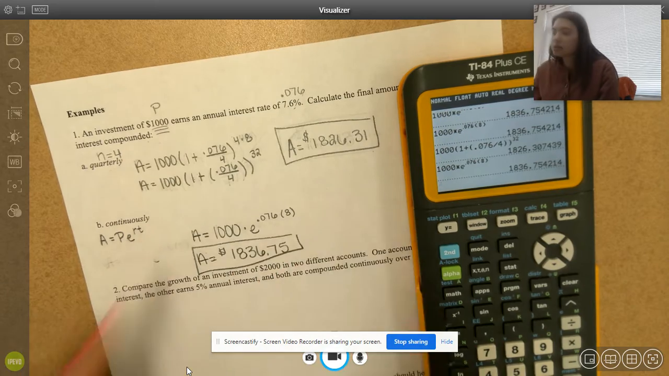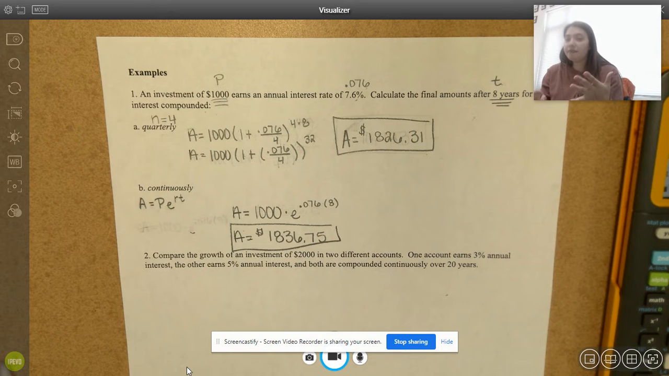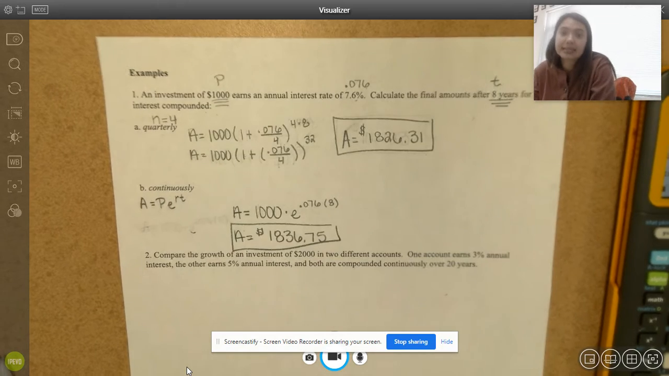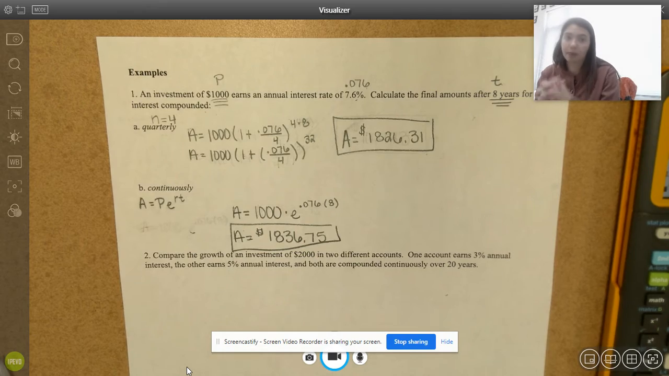$1,836.75. It makes total sense that this value is more than something compounded quarterly, because if an interest rate is being compounded quarterly, that's only happening 4 times per year. Whereas this value is happening almost like every second. It's not quite every second, but it's continuously being compounded, getting really, really close and can get super big as it approaches infinity. So that is the example of how they differ.